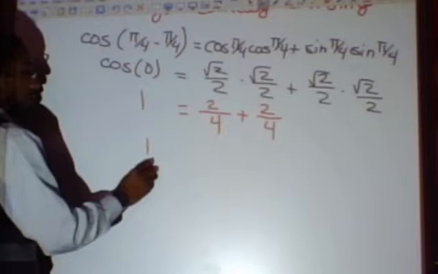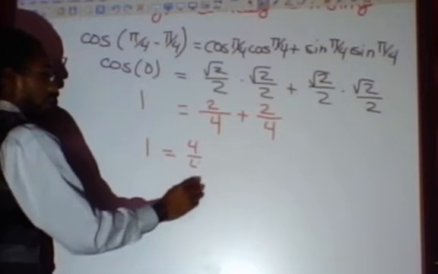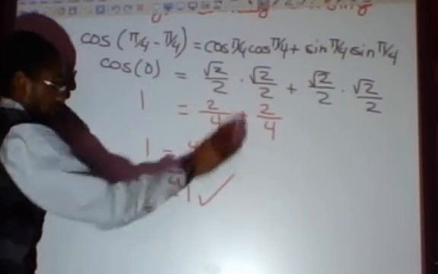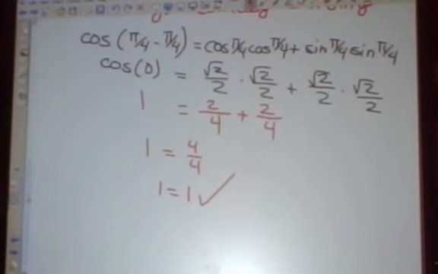So we're going to finish this up. 1 equals 4 over 4, which is 1 equals 1. And we have just proven it. That's true for these values.